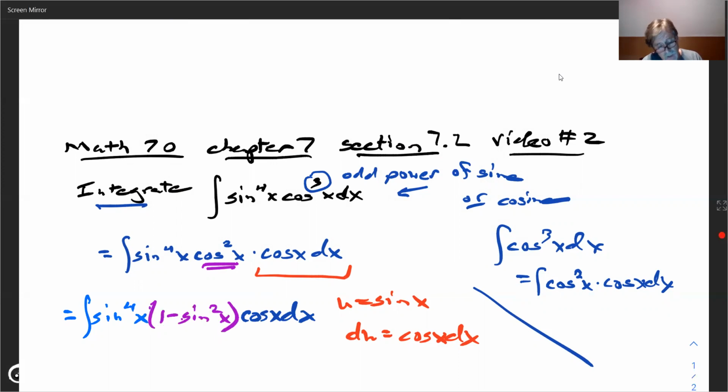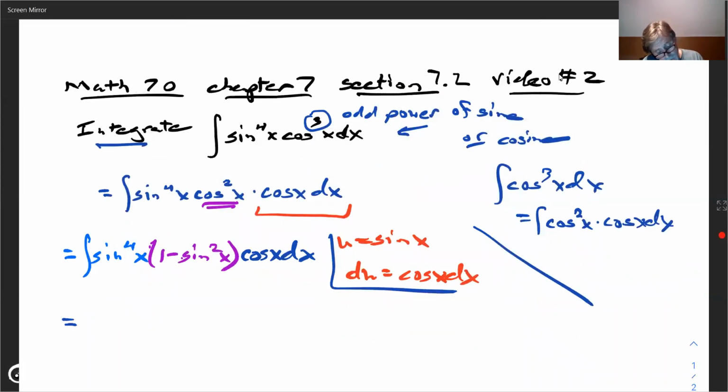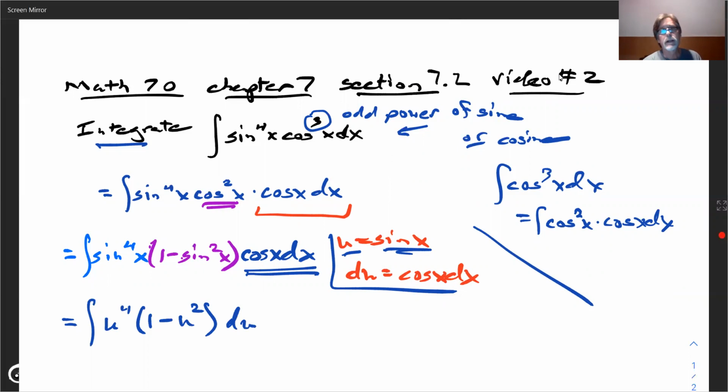When you do this u substitution, now you're in great shape because you end up with an integral. Anything that is sine is now going to be u. So sine to the 4th is u to the 4th. And 1 minus sine squared is 1 minus u squared. And then du takes up all of the cosine x dx, so that's du. And you've got a way different integral. It becomes an easy problem to deal with.